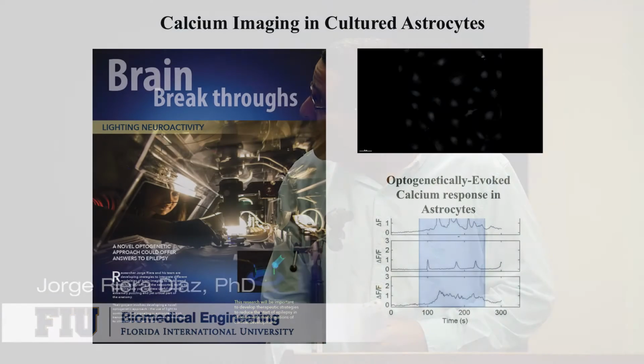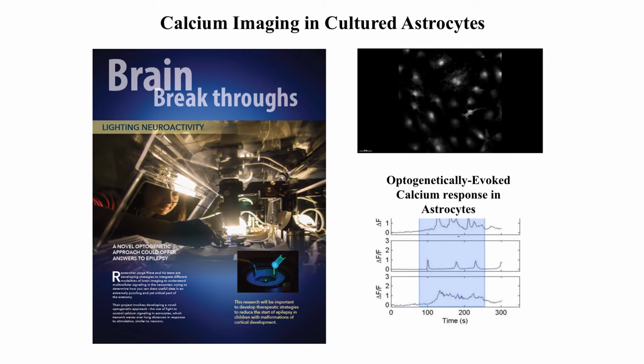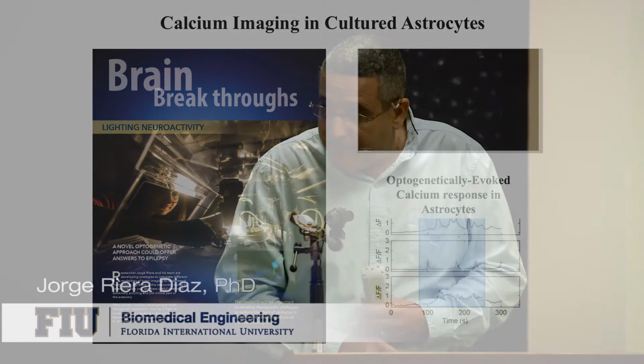In this case, we are using a particular optogenetic approach, using light to activate astrocytes in culture, in vitro condition. So we load astrocytes with calcium dyes, and we also transduce them with particular channelrhodopsin channels using GFAP as a promoter, and then we stimulate the astrocytes with light.